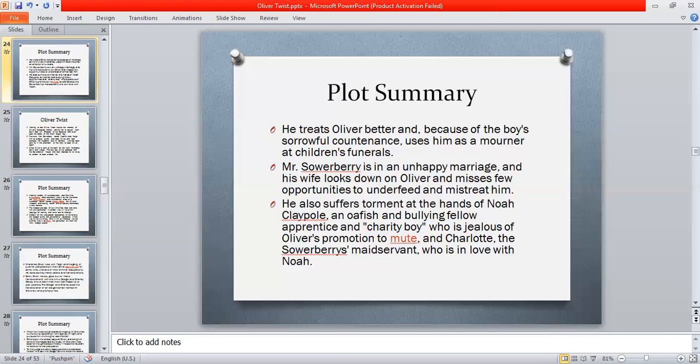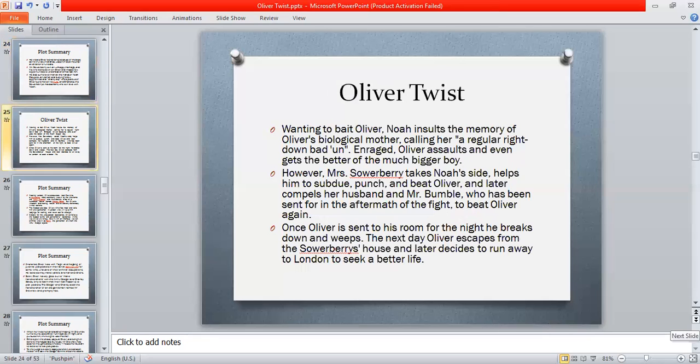boy, who is quite jealous of Oliver's promotion to mute, and Charlotte, the Sowerberrys' maidservant, who is in love with Noah. Wanting to bait and annoy Oliver, Noah insults the memory of Oliver's biological mother, calling her a regular bad one, which means a bad woman.